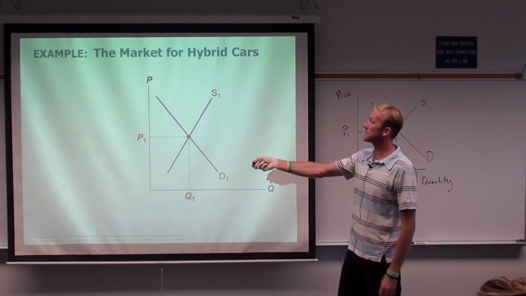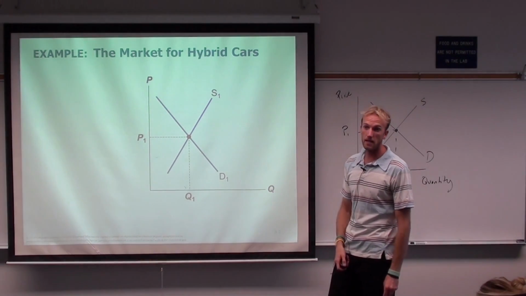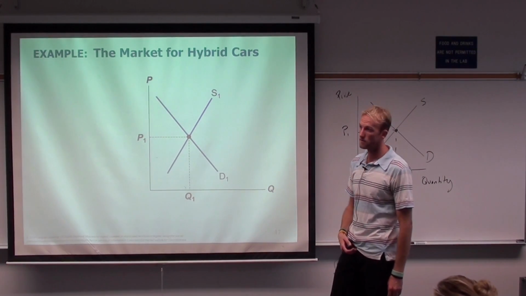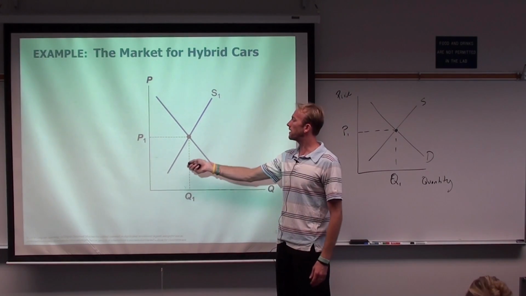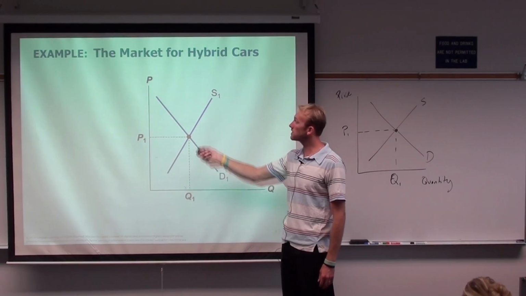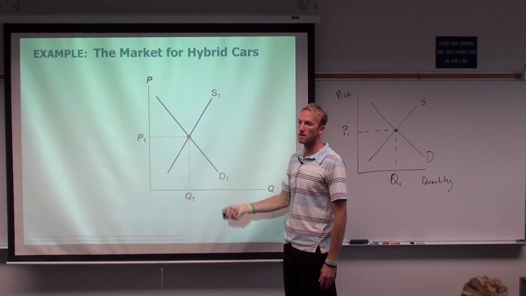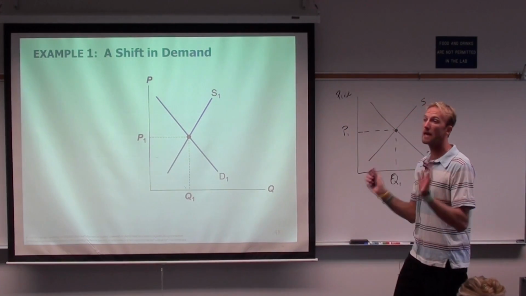And so anyways, they get to this price called P1, and they're going to be buying and selling Q1 cars. Okay? Everybody's happy in equilibrium, right? The suppliers are producing as many as they want to. The demanders are buying as many as they want to. Okay? So now let's imagine that a shift in demand occurs.